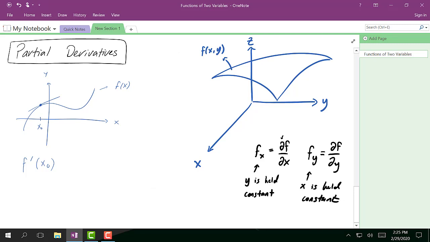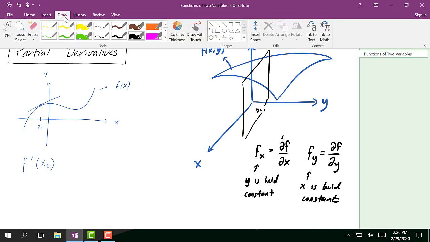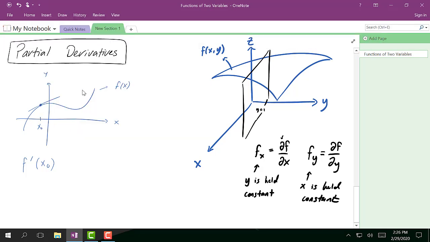And again, that should mean something to us visually, geometrically. When y is held constant, what we have is the plane y equals whatever number. For example, we can look at y equals 1. We're going to take a look at this plane that we get, something like that. This plane is going to intersect the function that I have, and we get some little curved path wherever the intersection takes place.